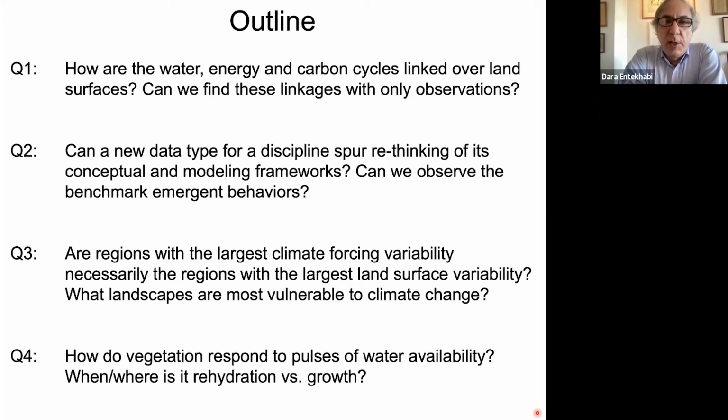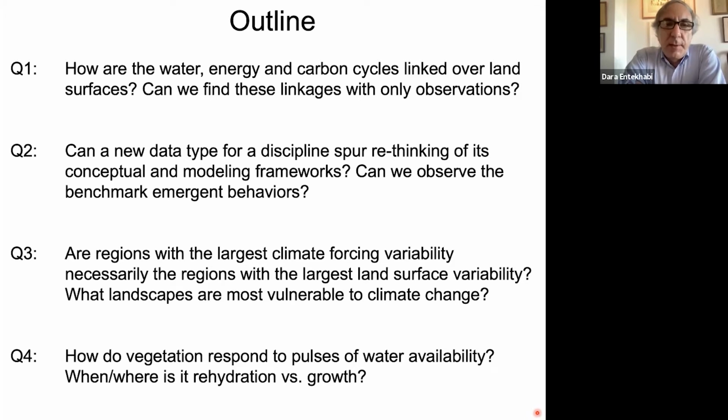So the first question is, how are the water, energy, and carbon cycles linked over land? The keyword is linked. Water, energy, and carbon cycles are the three fundamental metabolic cycles of the Earth system, and they determine climate and the distribution of climate around the globe. And the question is, how are these three linked? We link them in models, in climate models, in Earth system models, but are they linked properly? And what are the consequences if they're not linked properly?